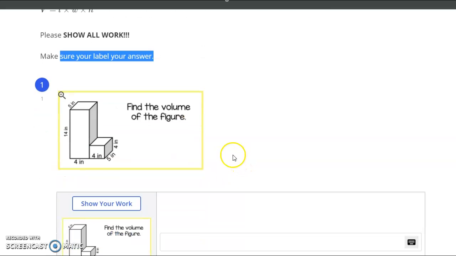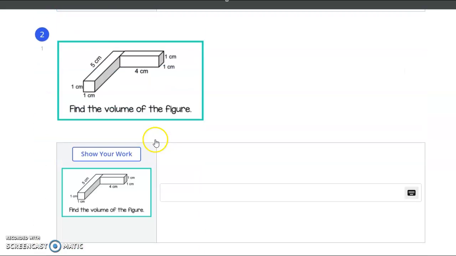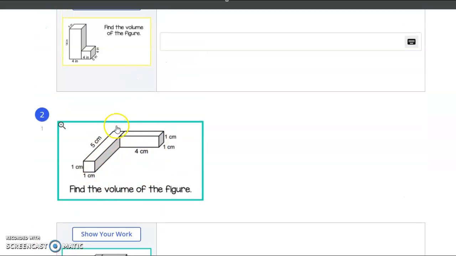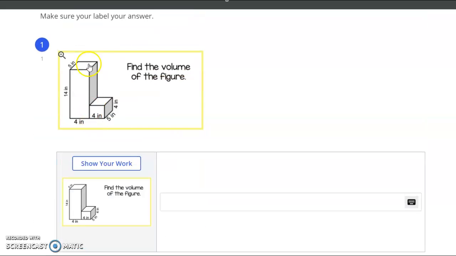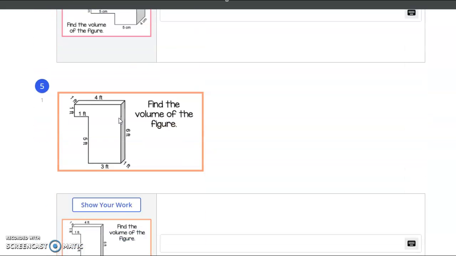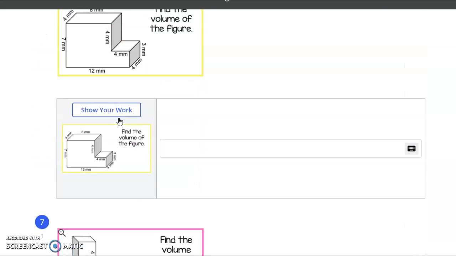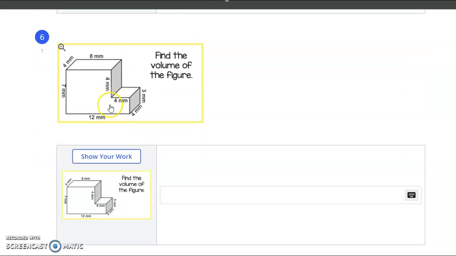So you can see here, these problems are scaffolded. Number 1 and number 2 are already broken up for you into those 2 rectangular prisms. As you continue on, like in 3, 4, 5, 6, and 7, you're going to have to break them up. So you can either break them with a line up and down to get a left and right rectangular prism, or you can break it left to right to get more of a top and bottom.